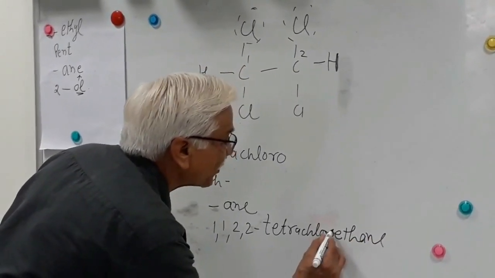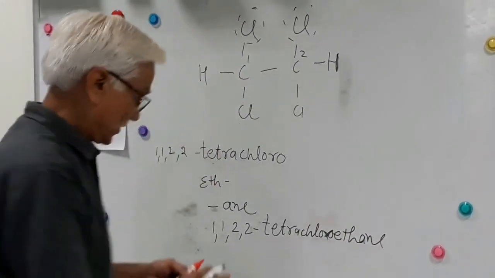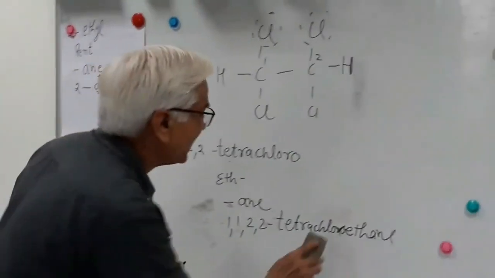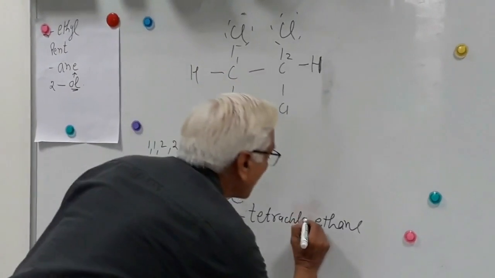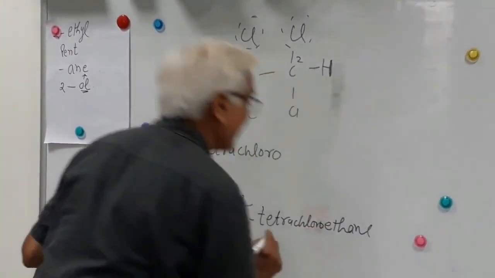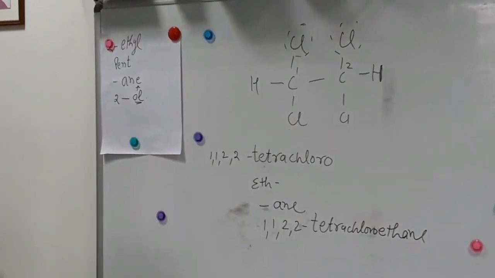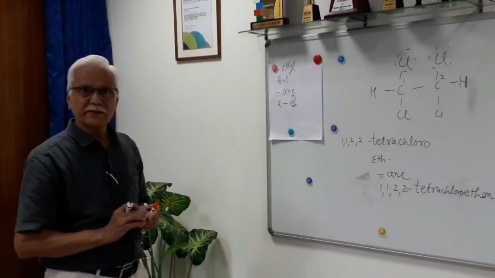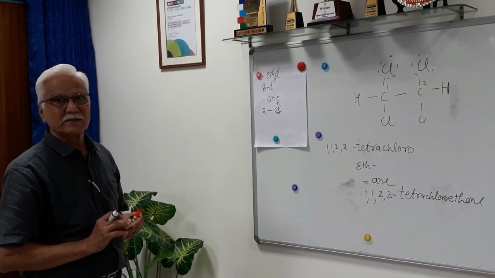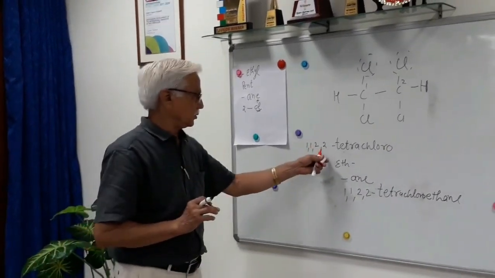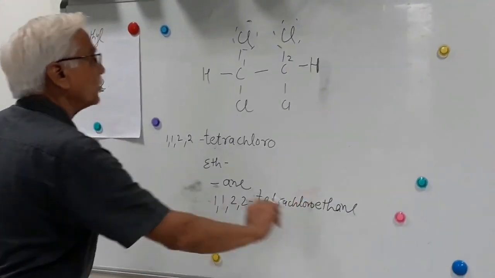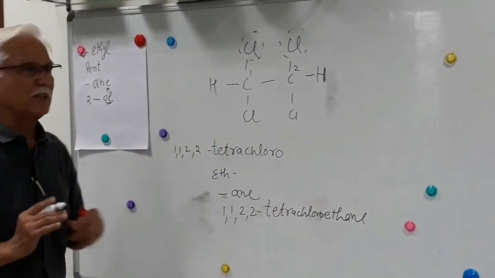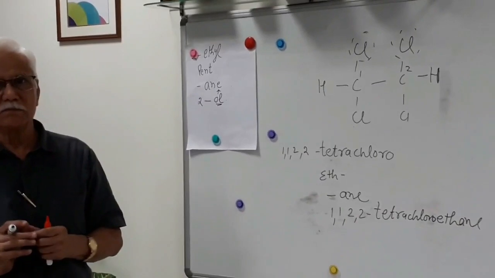Chloro. Okay, I will make it a little smaller. Chloroethane. Tetrachloroethane. Right? 1, 1, 2, 2 tetrachloroethane. So the name is, anyway you get, the name will remain the same.